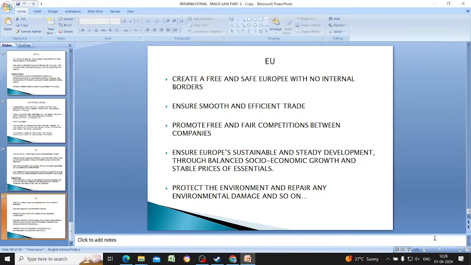Then protect the environment and prevent environmental damage. So they are also giving importance to the environment. Like sustainable development, they give importance to the improvement of the environment as well. They are taking initiatives and protecting the environment by implementing certain provisions. So all these are some of the objectives set by the EU, or we can say these are the primary goals of the EU.